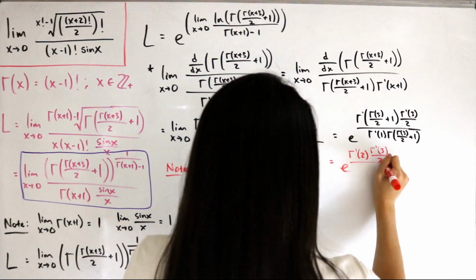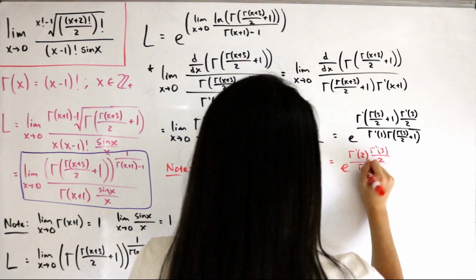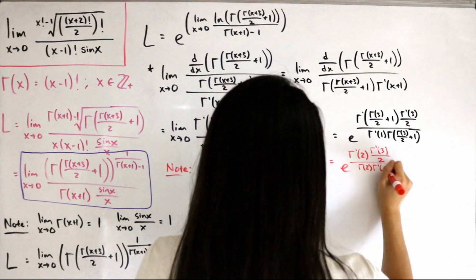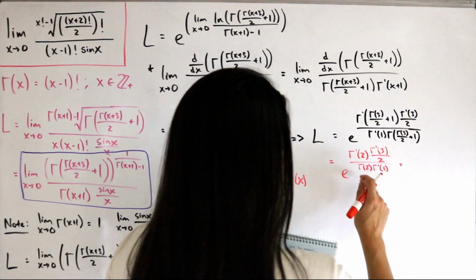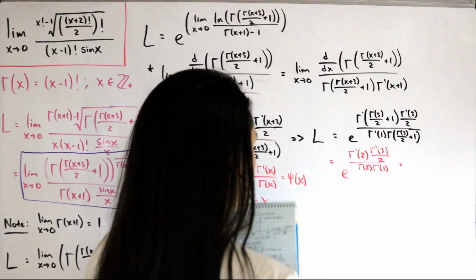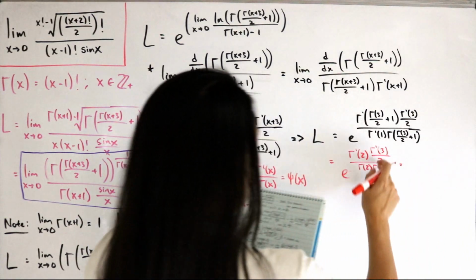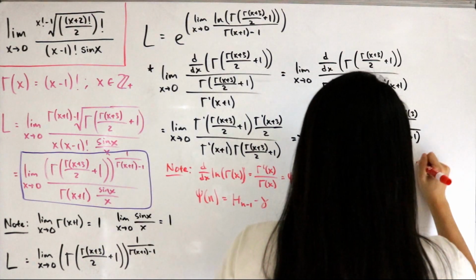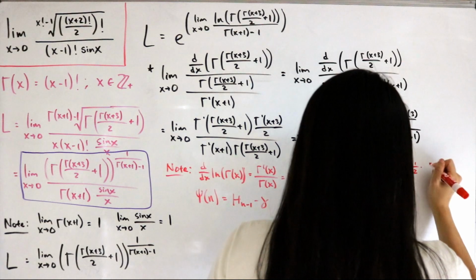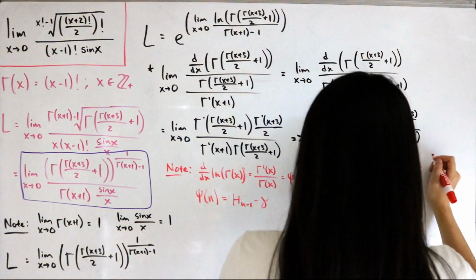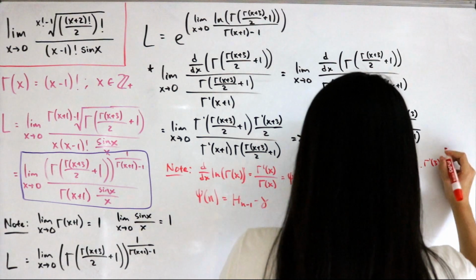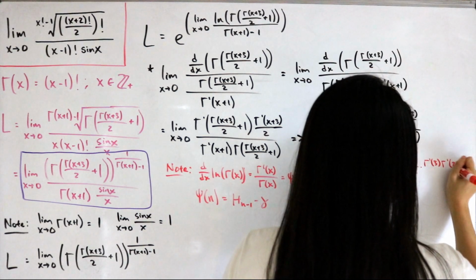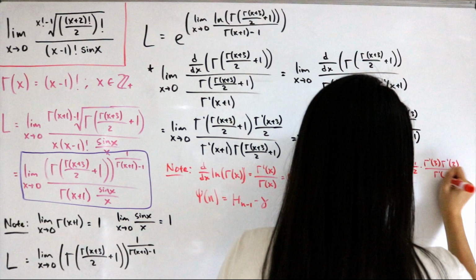So all this is divided by gamma of 2 times gamma prime of 1. Let me move the e down just a little bit. Now we can further reduce gamma of 2, which is actually just going to equal 1. And then I have the 1/2 over here, so let me move that outside. So this is going to be e to the power 1/2, then times gamma prime of 3 multiplied by gamma prime of 2, all this being divided by gamma prime of 1.